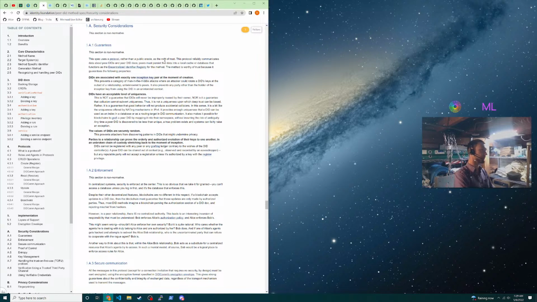It also prevents any party other than the holder of the inception key from using the DID in an unintended context. DIDs have an acceptable level of uniqueness. This is not a guarantee that DIDs will never be improperly reused by their owners.